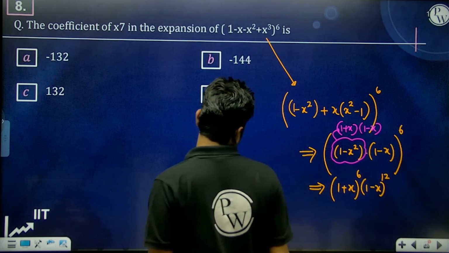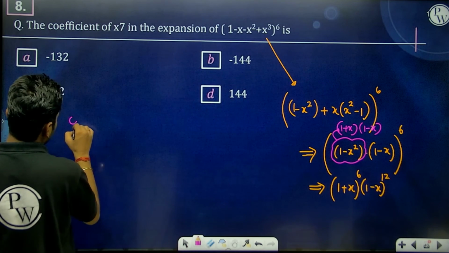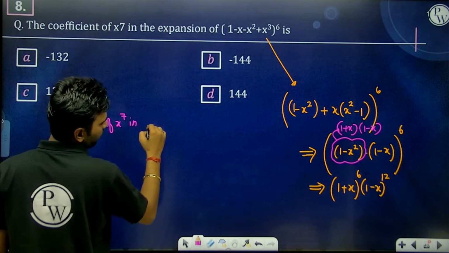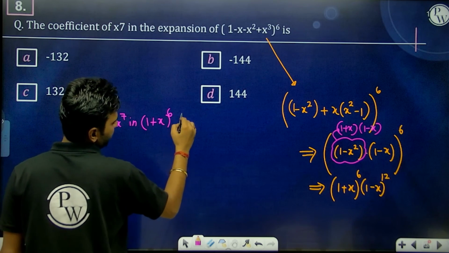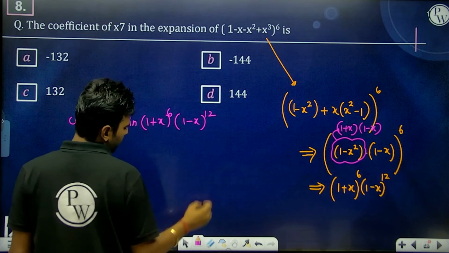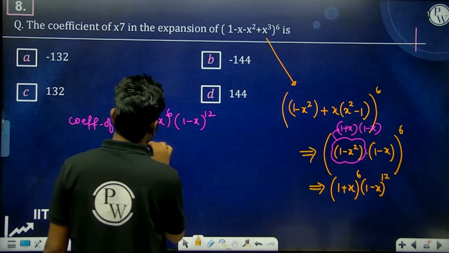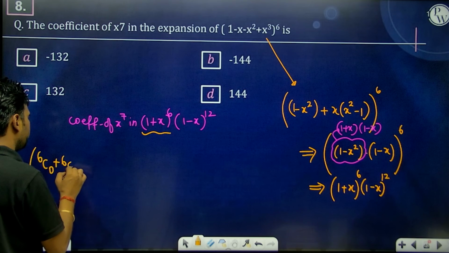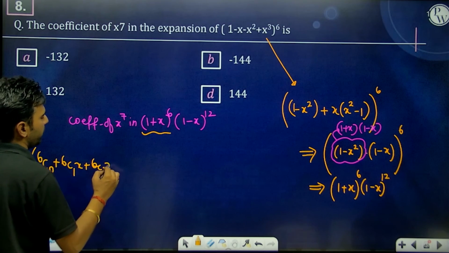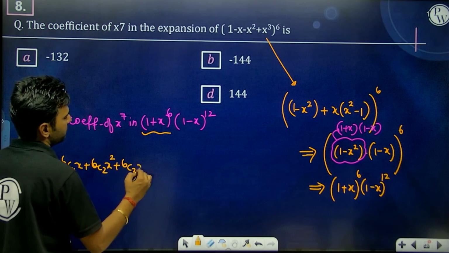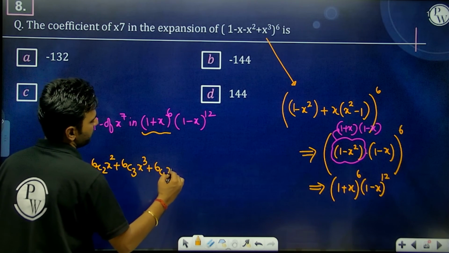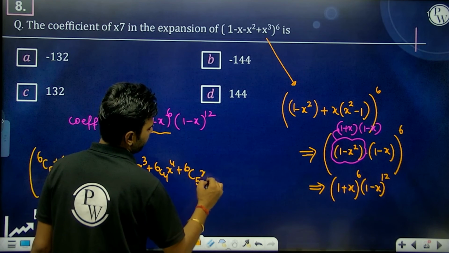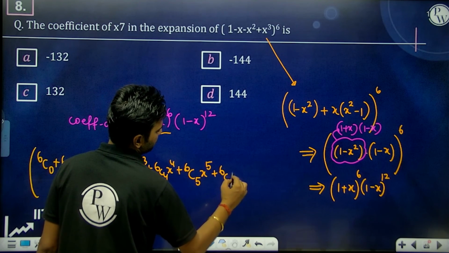So the question is asking us for the coefficient of x to the power 7 in 1 plus x to the whole power 6 into 1 minus x to the whole power 12. So over here you need to understand that if you expand this particular thing, then it is going to be 6c0 plus 6c1x plus 6c2x square plus 6c3 x to the power 3 plus 6c4 x to the power 4 plus 6c5 x to the power 5 plus 6c6 x to the power 6.